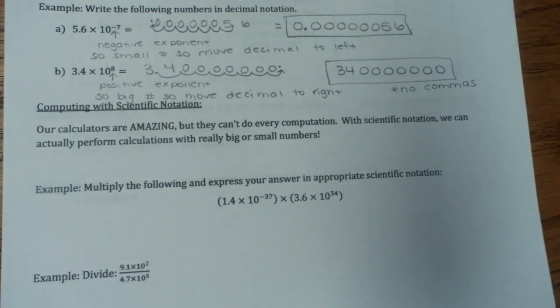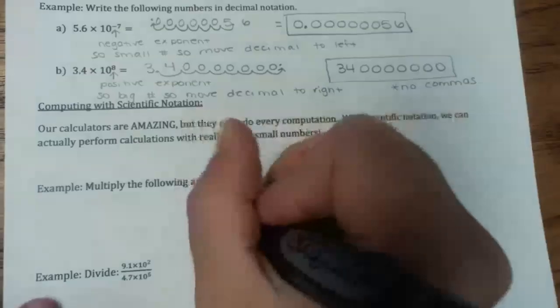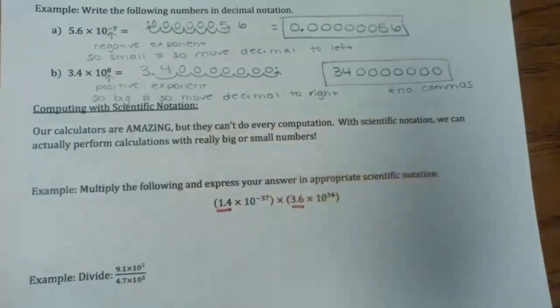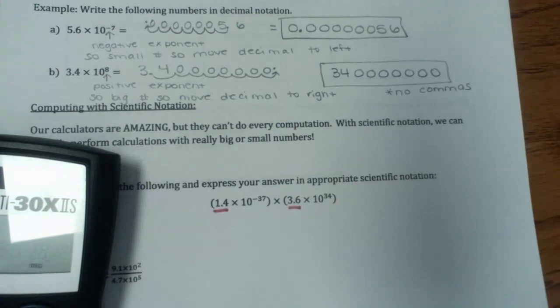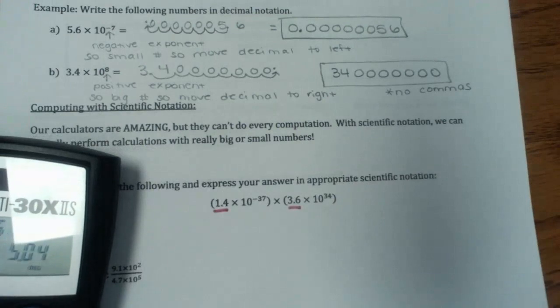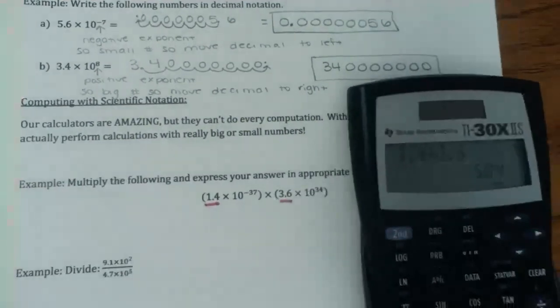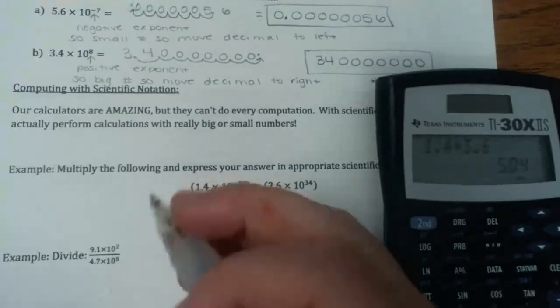So, for example, multiply the following and express your answer in the appropriate scientific notation. The question's in scientific notation, so the answer needs to be in scientific notation. 1.4 times 10 to the negative 37th power times 3.6 times 10 to the 34th power. So it's kind of like combining like terms a little bit here. We're going to do 1.4 times 3.6, and that would give us 5.04.